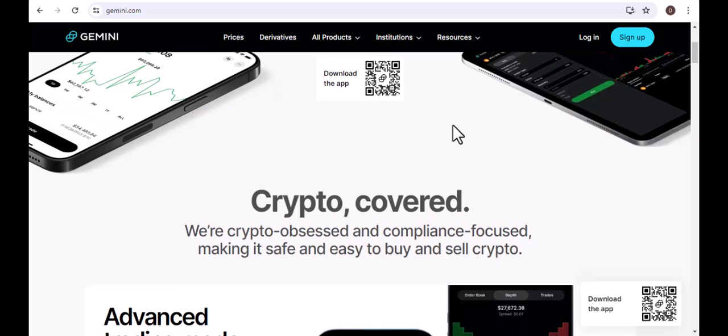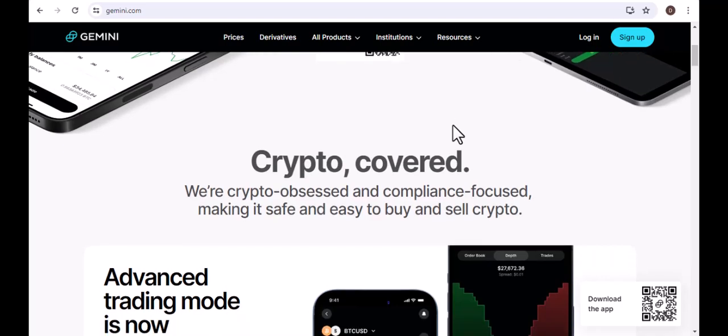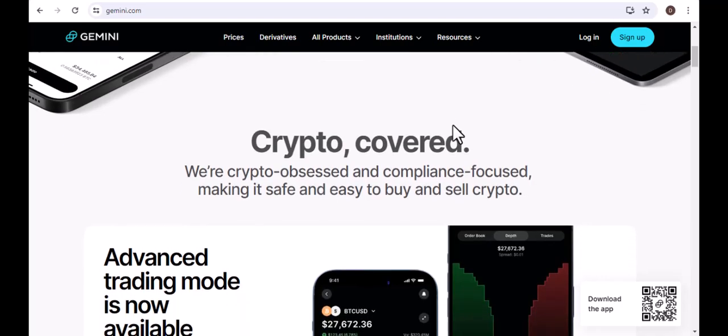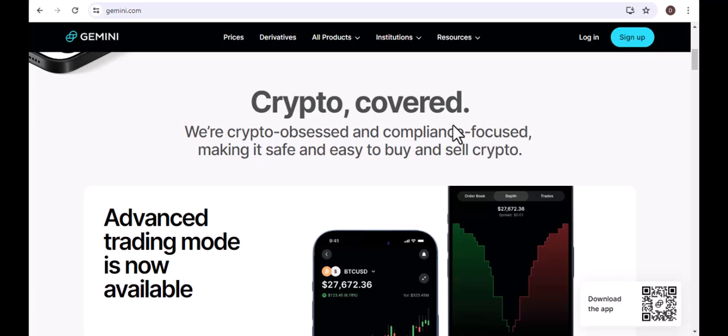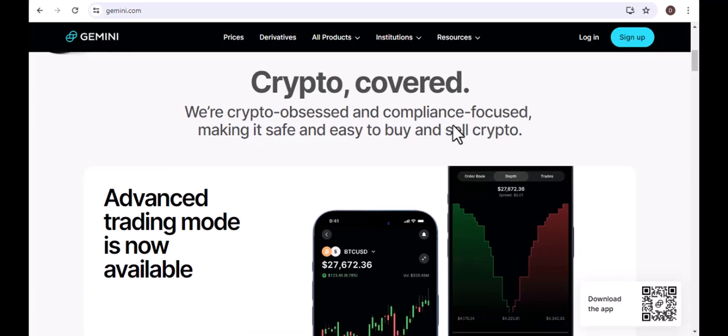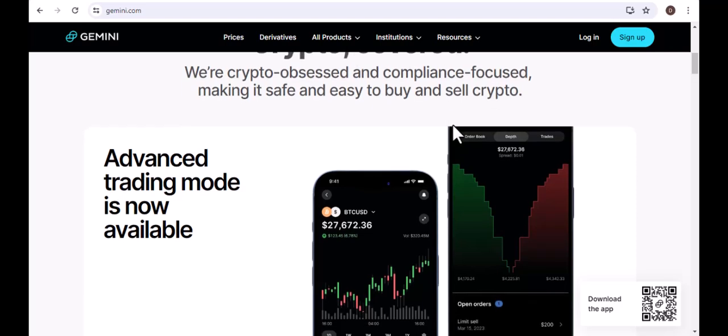Today, we're diving deep into the most powerful tool on the Gemini exchange, ActiveTrader. This isn't just a fancy skin, it's a high-performance trading platform designed for serious traders who demand speed, control, and deep market insights. We're going to break down every single feature, every chart, every advanced order type, and I'm going to show you how to use them to elevate your trading game from amateur to absolute pro.